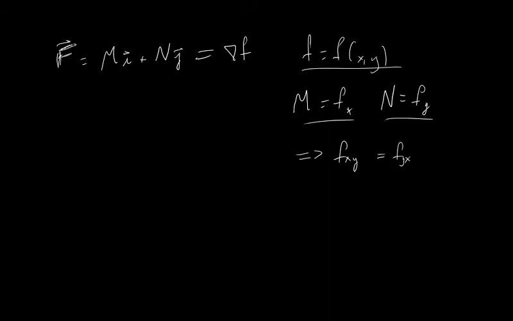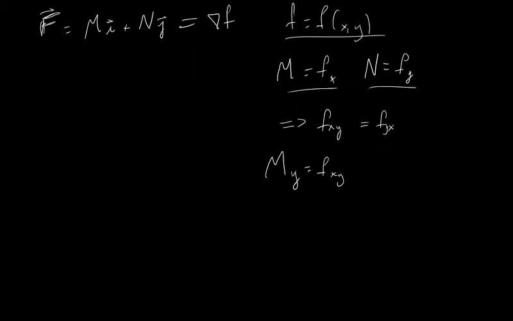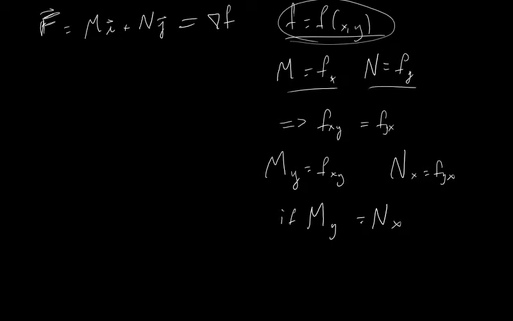Okay, so what that means then is that if I were to take the partial derivative of m with respect to y, I'm going to get f sub xy. If I take the partial derivative of n with respect to x, we get f sub yx. Then if m with respect to y is equal to n with respect to x, we know that this came from some potential function f. It's a gradient vector field. If they are not equal to each other, then it couldn't be based on some single function, right? What we're working with could not be the gradient of some former function, because if it was, those two things would match.